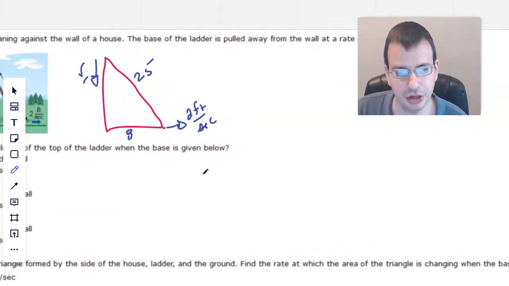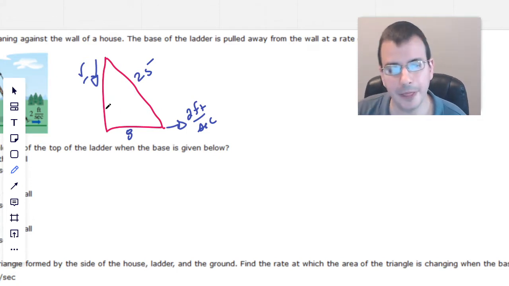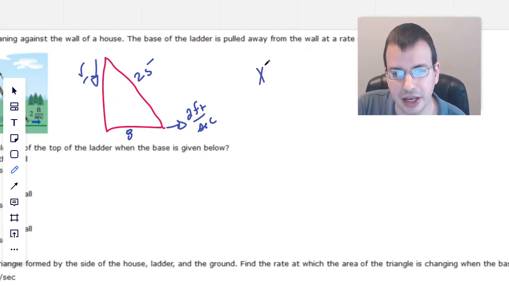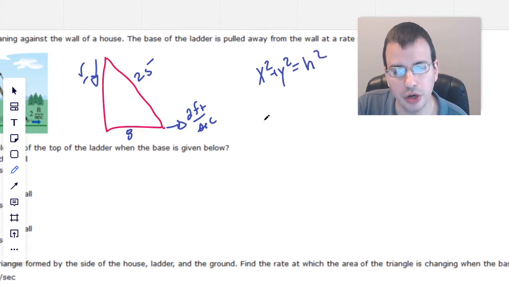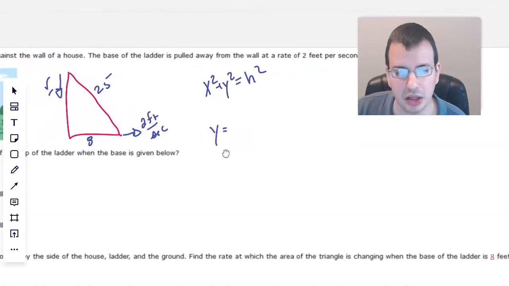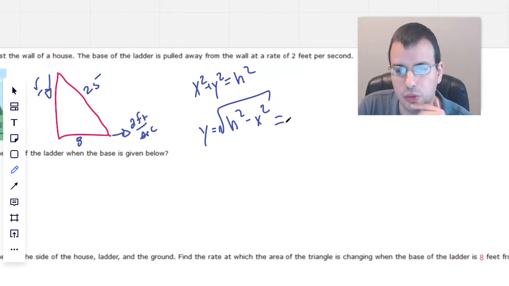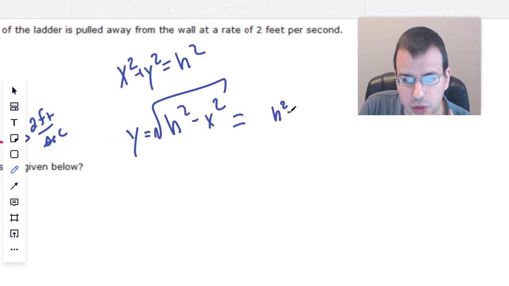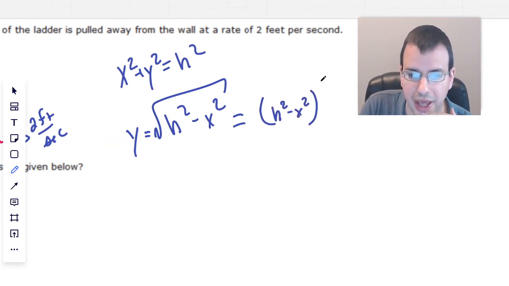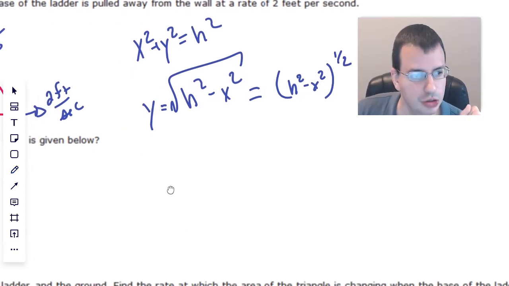Okay, so first thing I'm going to do is find a relationship between everything here. The way I'm going to do that is we know that x squared plus y squared equals hypotenuse squared. Rearranging that, we have y equals the square root of h squared minus x squared, which I will rewrite as h squared minus x squared to the 1/2. And the reason I do that is because it makes it more obvious how to do the derivative.